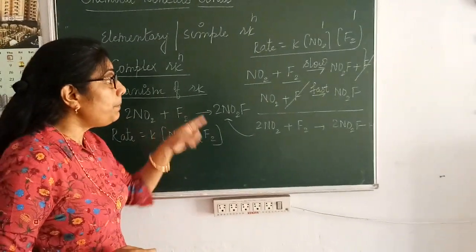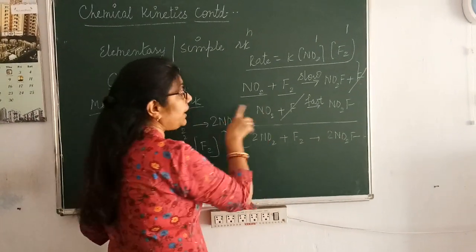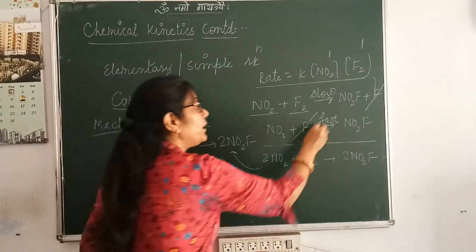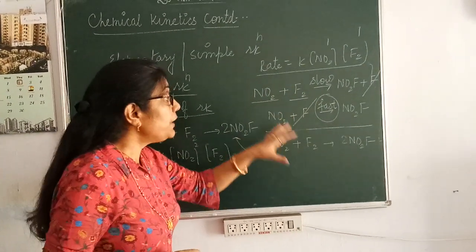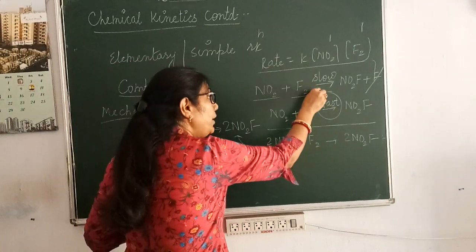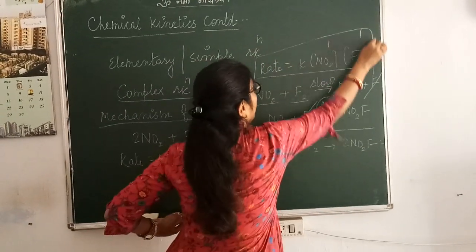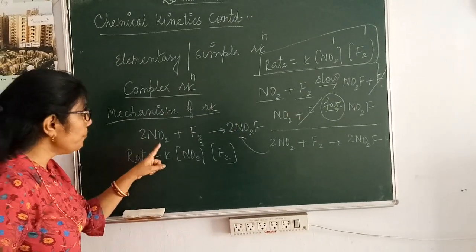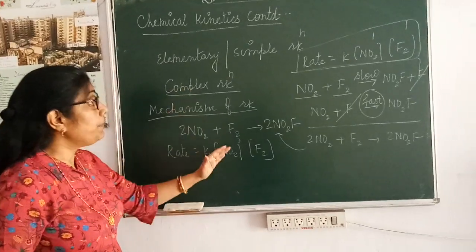So the rate depends upon the slowest step. Even though NO2 also participates in the reaction in the second step, that is the fast step, and rate does not depend upon the fast step. Since it depends upon the slow step, the reaction will be second order, although there are 2 moles of NO2 and 1 mole of F2. This is a very important point.